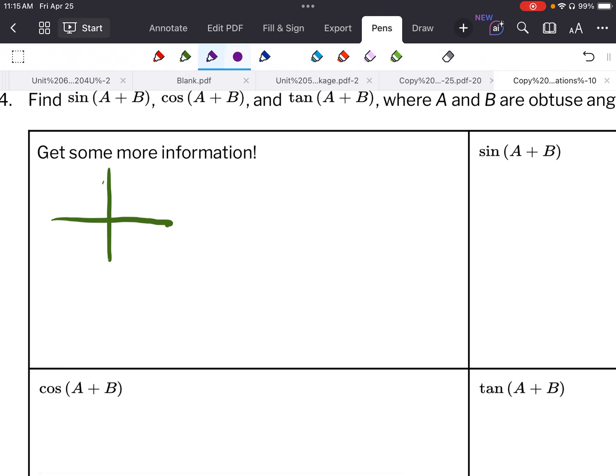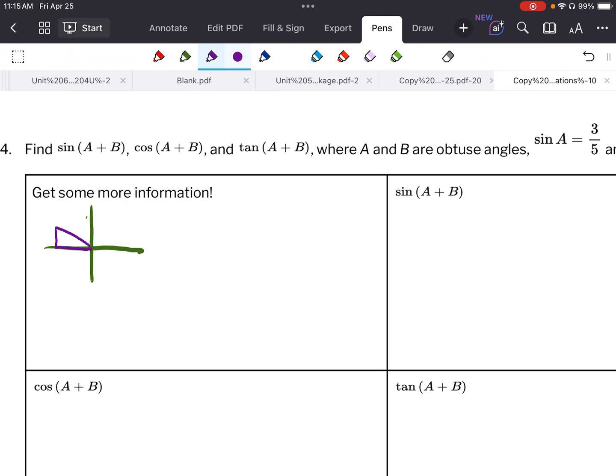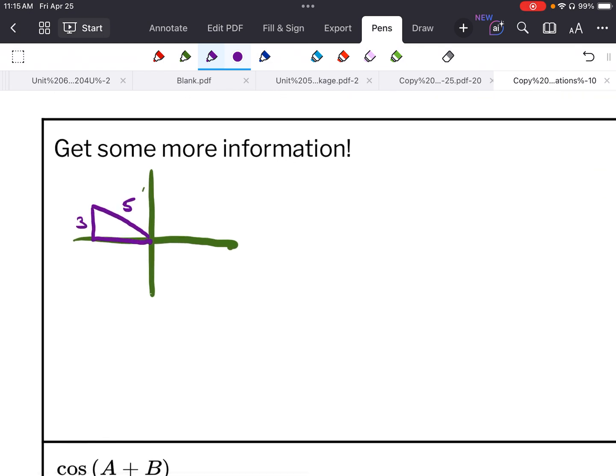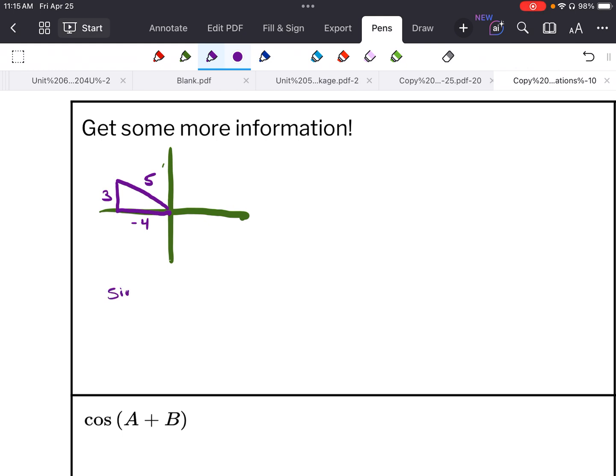Okay, they're obtuse angles, which tells us they're going to be in quadrant 2. This is for A: sine is 3 over 5, so opposite over hypotenuse. And I would use the Pythagorean theorem. I'm not going to waste your time. 5 squared take away 3 squared is 4 squared. And because it's in quadrant 2, our x value is negative. So for sine A, what we already know is 3 over 5. Cos A is adjacent over hypotenuse, and tan A is opposite over adjacent.